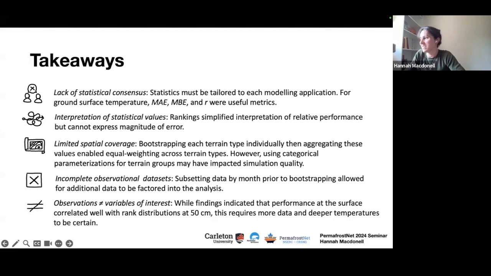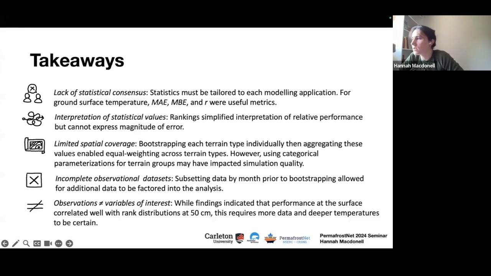To address the limited spatial coverage of observations in permafrost environments, we decided to ensure equal weighting across all of our terrain types. I will say that by the way in which we went about parameterizing our terrain type groupings, using these categorical parameterizations for terrain groups may have impacted simulation quality because there was variation within how well a site met its prescribed parameterization.